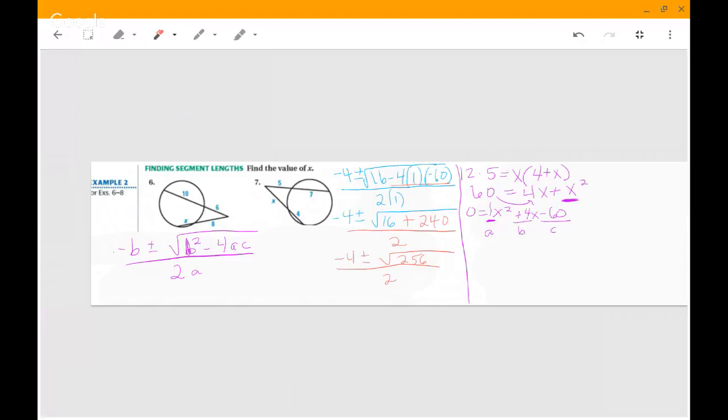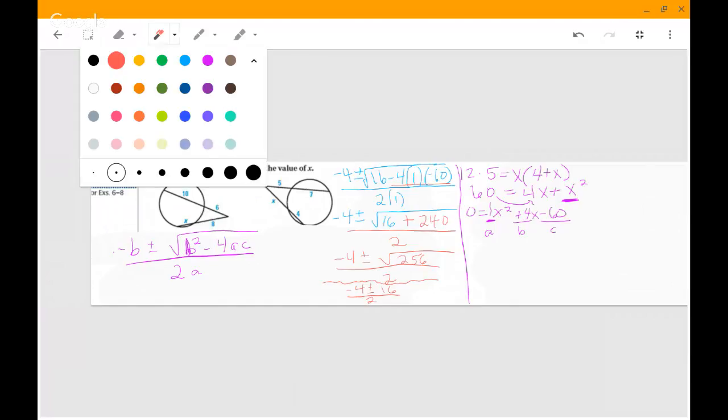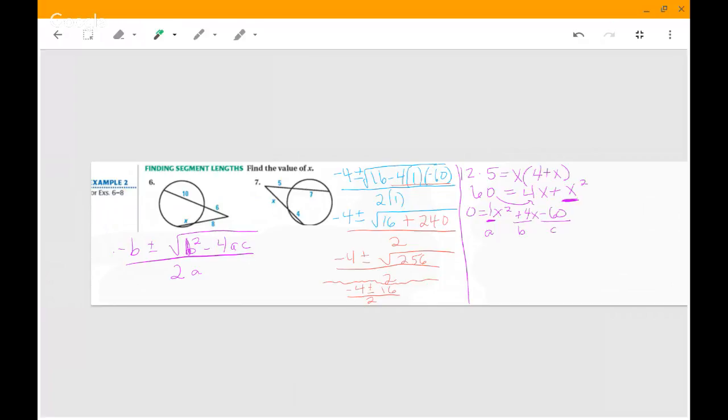Well, let me not do that step yet. Hang on, let me go back. -4 plus and minus 16 over 2, because that's the square root of 256. That's where the 16 came from. Put a little line because that's kind of squishing together. Sorry. So now we have 2 problems. We have a plus and a minus.